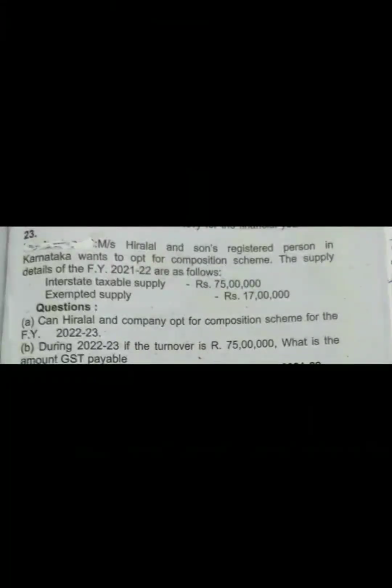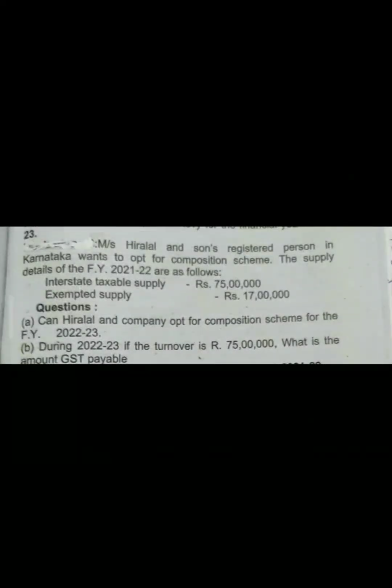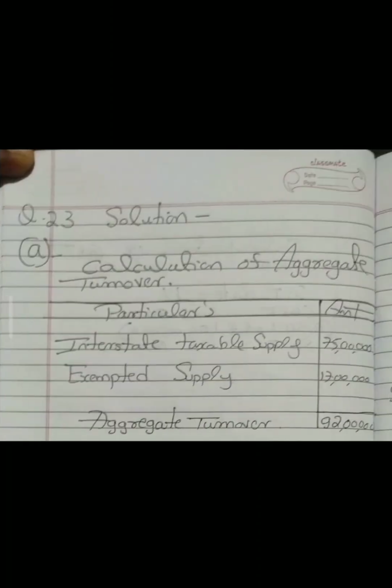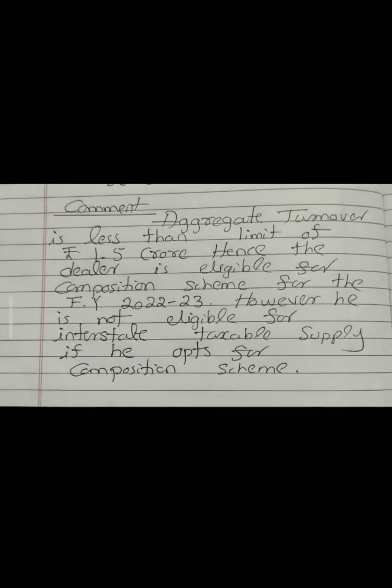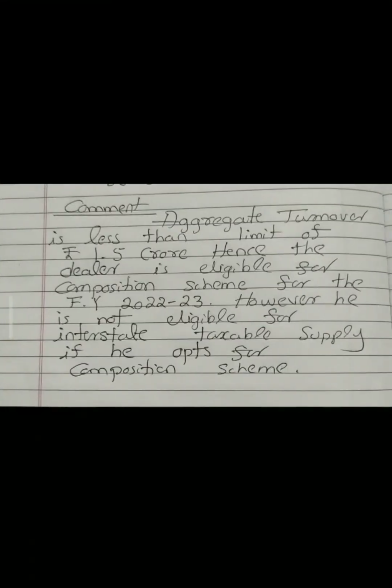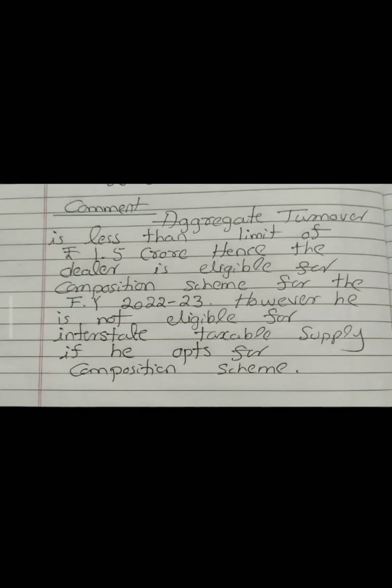We know that to find out aggregate turnover, we take everything except inward supply or reverse charge mechanisms. So 75 lakh plus 17 lakh, total aggregate turnover is 92 lakh. So comment, aggregate turnover is less than the limit of rupee 1.5 crore. Hence, the dealer is eligible for composition scheme or adopt for composition scheme for the financial year 2022-23.